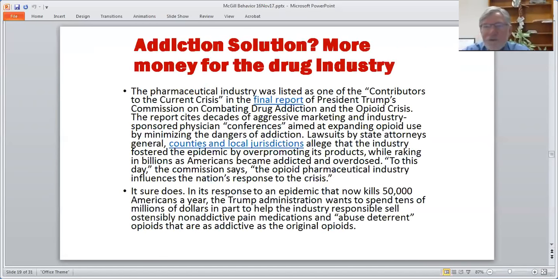Yeah, and this is something I think was picked off the internet yesterday. One of the reasons, in my old age, I've been getting much more political and actually much more radical in my political thought. But this was the Trump administration's solution. He's promised to do something about addiction. But anyway, this report really blamed the drug companies, the pharmaceutical industry. Decades of aggressive marketing, industry-sponsored physician conferences, and so on, aimed at expanding opioid use.